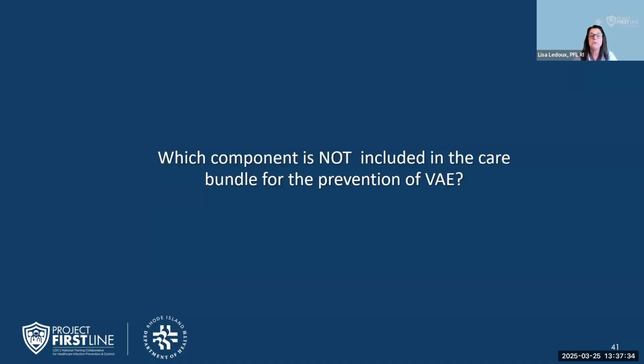Which component is not included in the care bundle for prevention of VAP? A, oral care. B, head of the bed elevation. C, daily sedation vacation. Or D, administration of antibiotics. What is not included in the care bundle? Excellent. The answer is D, administration of antibiotics. We know oral care, positioning of the head of bed, and daily sedation vacation are part of the VAE care bundle. Antibiotic administration is not included in the prevention.